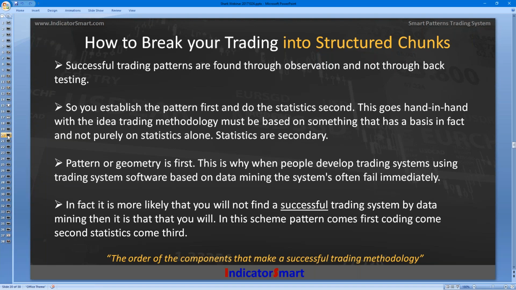Successful trading patterns are found through observation and not through backtesting. So this is a big deal. When I first got my first trading software, you just run all these data optimizations and you go, oh yeah, I just found this really great system. Well, it always fails as soon as you start trading it. Why? Because it's not based on these lockstep principles, structural things that we're talking about. It's based on just trying to find a pattern in the data. So if you establish the pattern first, and then you do the statistics second, pattern first, statistics second, right?